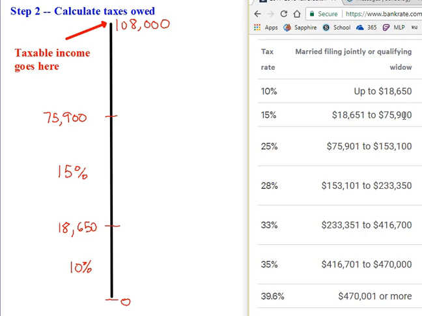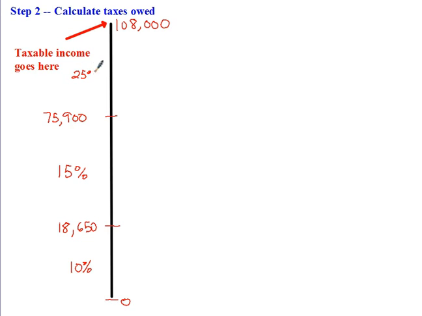So we got to come back over here and say, all right, he's got some additional income above $75,900. So now he's going to go into the 25% bracket. Now, notice he doesn't go all the way to the top of that bracket. The top of that bracket's $153,100, and his taxable income's only $108,000. So he's going to get taxed at 25% from $75,900 up to $108,000. So let's record that. That's going to get taxed here at 25%.